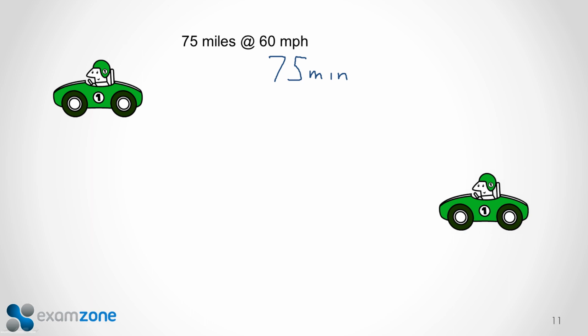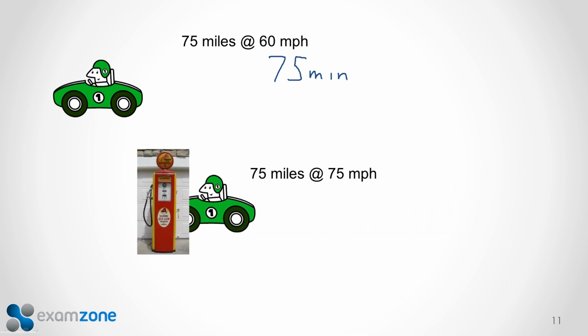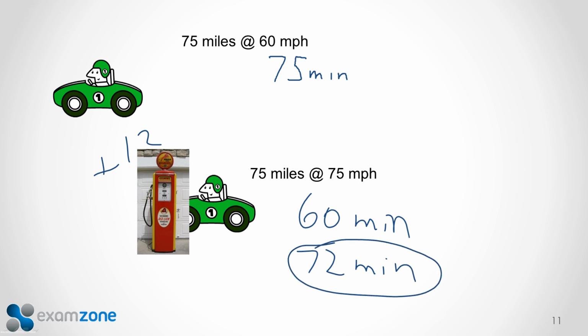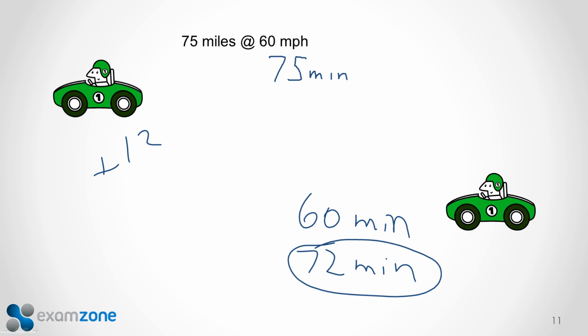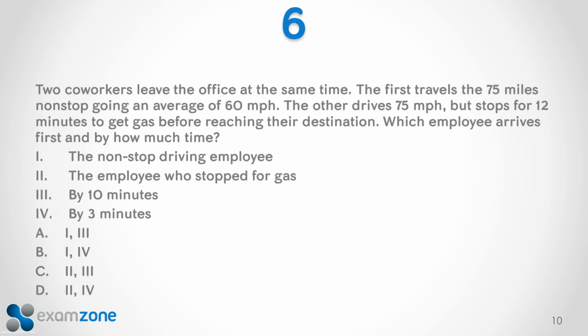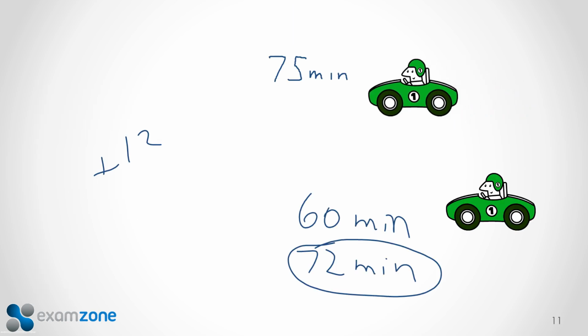The other one goes faster but stops for gas. Well, if you're going 75 miles at 75 miles per hour, that's an hour, right? But you've got to add 12. So it becomes 72, but he still wins. Yeah. So it's the worker who stopped for gas by 3 minutes, right? Yeah. Boom.